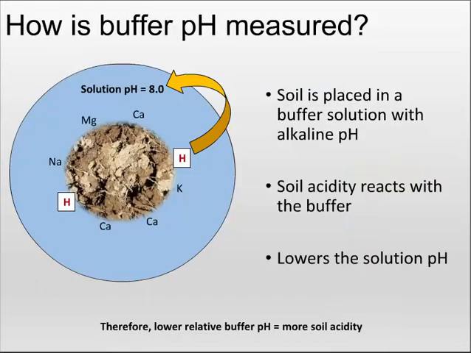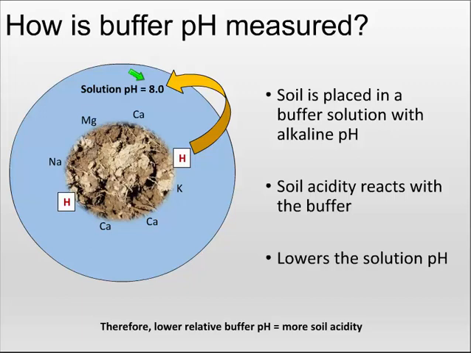So if regular pH is just, say, a 1-to-1 mixture of 10 milliliters of water to 10 grams of soil, buffer pH, you take a soil and you stick it in a buffered solution. In this case, it will have an alkaline pH. It could be 7, 7.5, 8. In this case, we have one that's a pH of about 8. If you put the soil in there and you leave it to equilibrate over a certain amount of time, any additional acidity that's on the soil is going to come off and lower this pH.